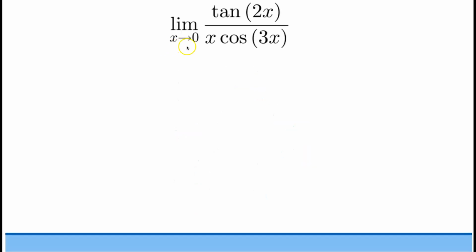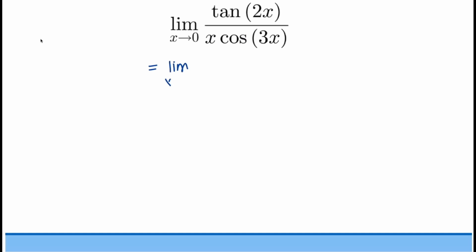Here we have the limit as x approaches 0 of tangent of 2x over x times cosine of 3x. Direct substitution does give us 0 over 0, indeterminate, so we're going to try some other strategies here. Now, I don't see a sine of nx anywhere, so I might not immediately be thinking about that trig limit we've been using, but let's remember that we can rewrite tangent of 2x as sine of 2x over cosine of 2x. So that's how I'm going to start this problem.